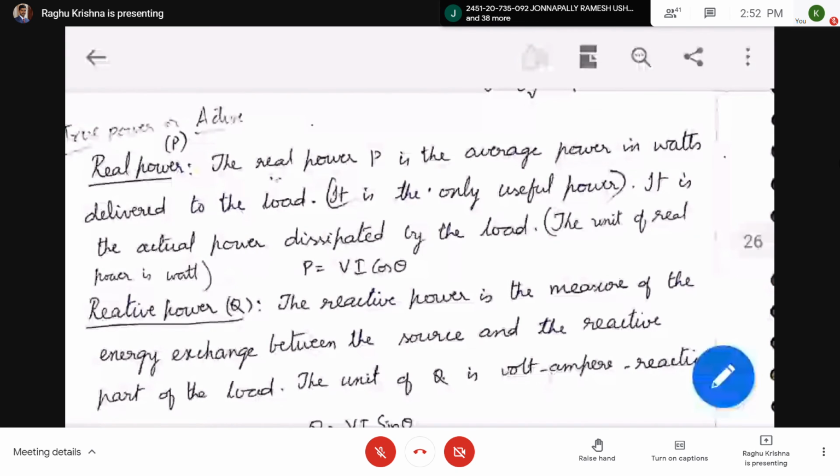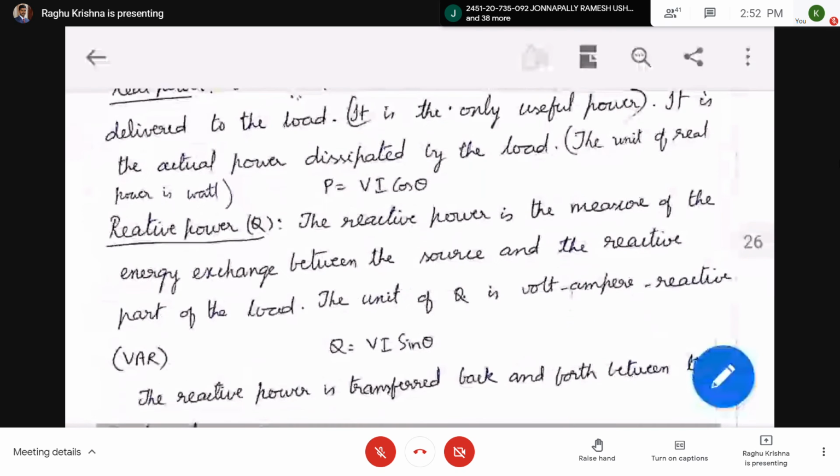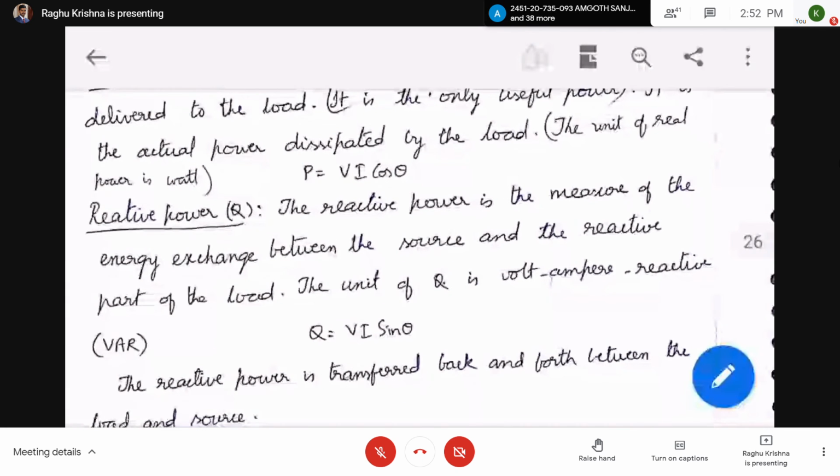The unit of Q is volt ampere reactive. Reactive power is represented by Q. It is the measure of energy exchange between the source and the reactive part of the load. What is the reactive part of the load? If you take an RL circuit, L is the reactive part of the load. If you take an RC circuit, C, the capacitor, offers the reactive part of the load. So the unit of Q is volt ampere reactive, also written as VAR.